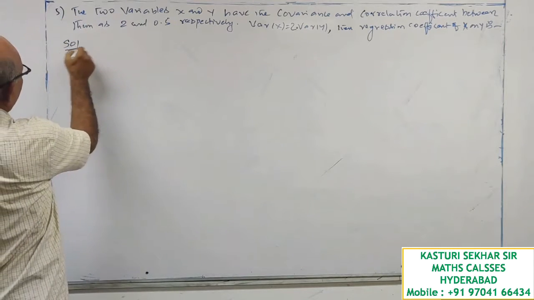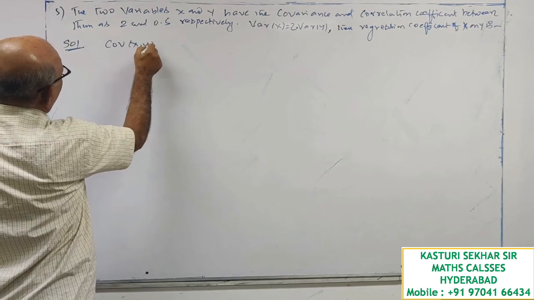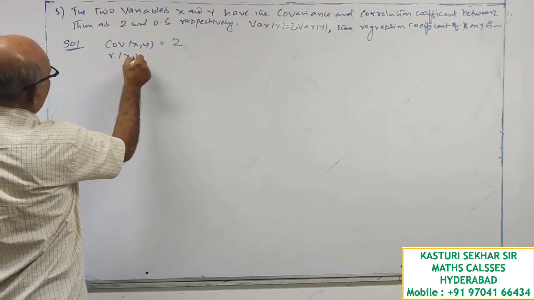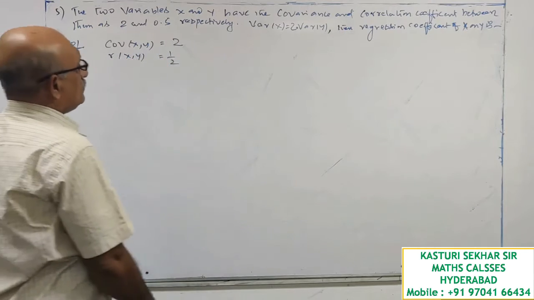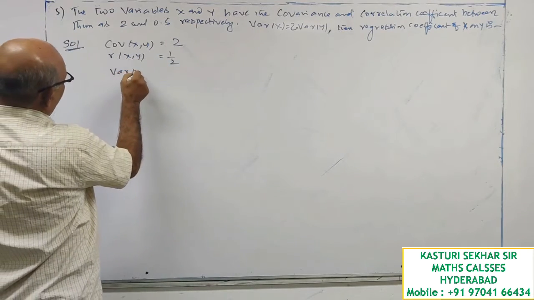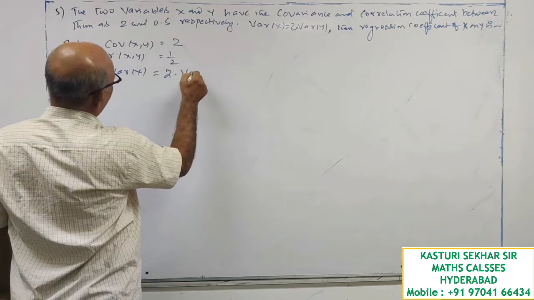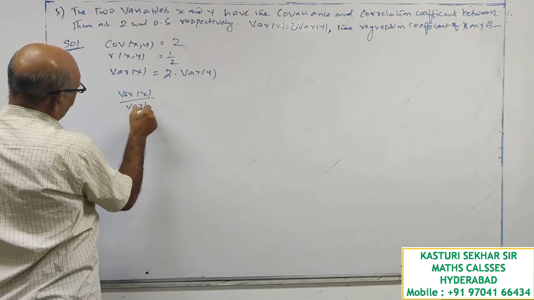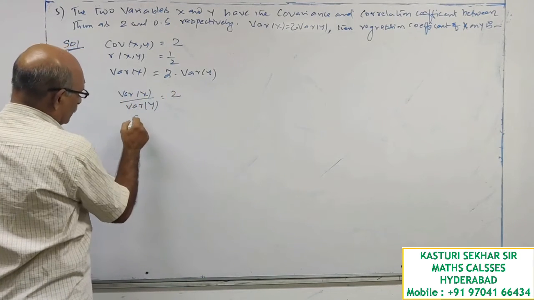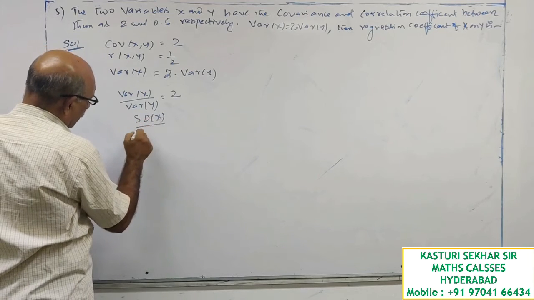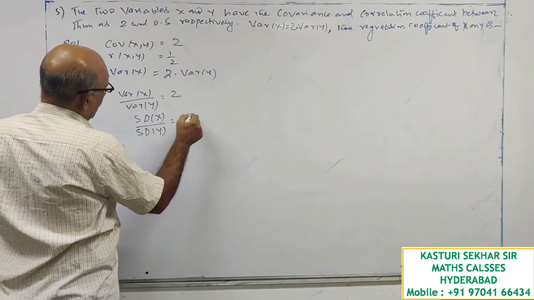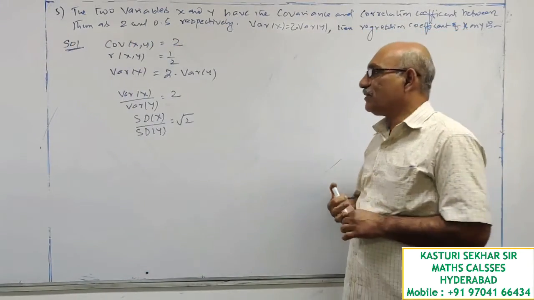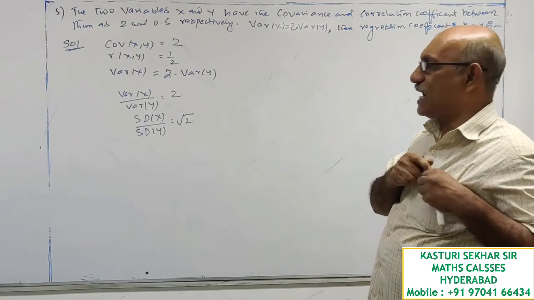See the solution. Covariance of x comma y is given as 2. r of x comma y is given as 1 by 2. Variance of x is equal to 2 times variance of y, so variance of x divided by variance of y is equal to 2. Taking the square root on both sides: variance is given, and when you take the square root, you will get standard deviation.